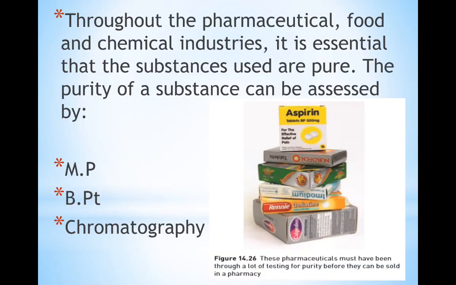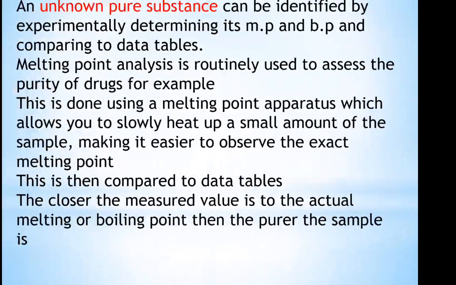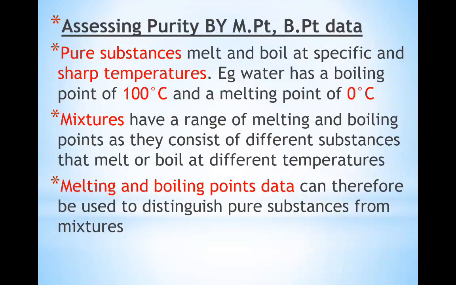Throughout the pharmaceutical, food, and chemical industries, it is essential that the substances used are pure. The purity of a substance can be assessed by its melting point, boiling point, and chromatography. Now, what is this chromatography? We'll discuss that. Assessing purity by boiling and melting point.